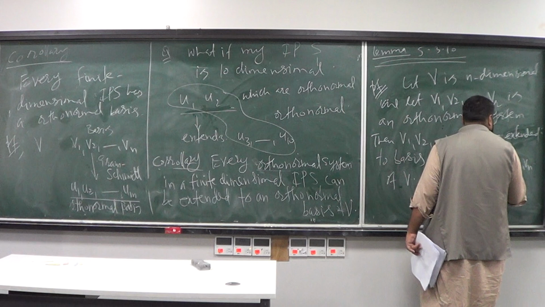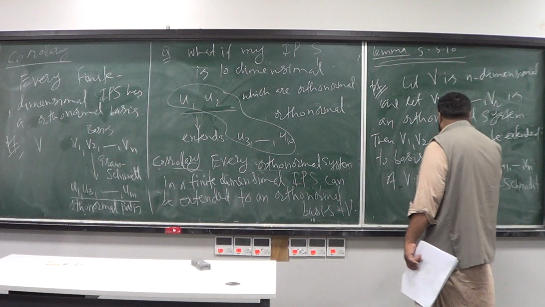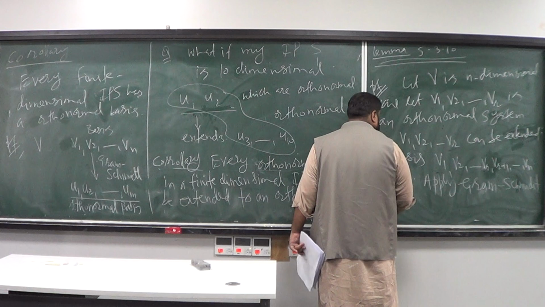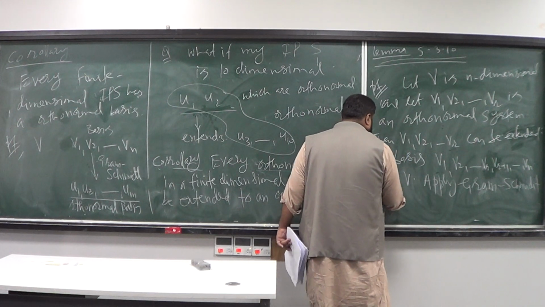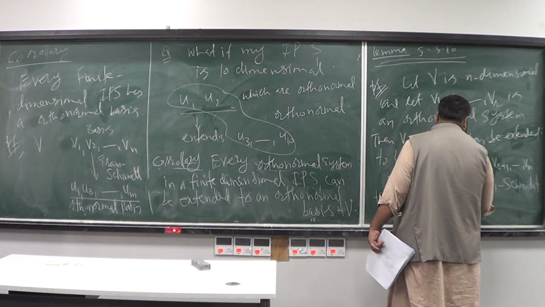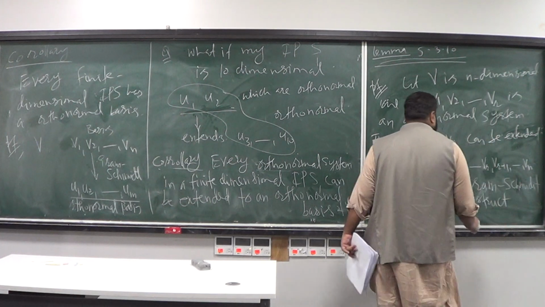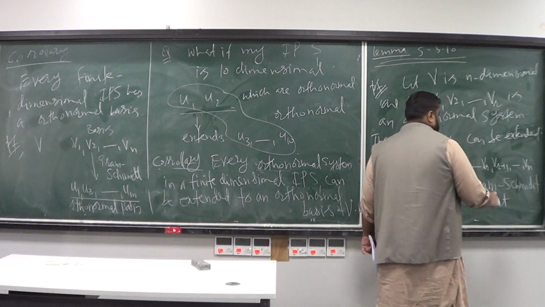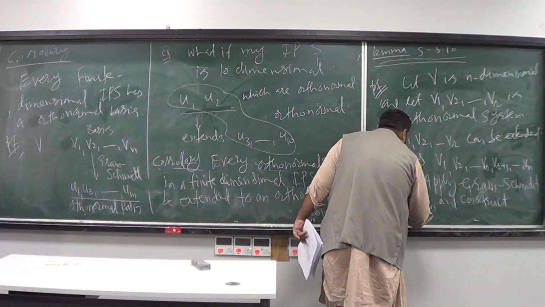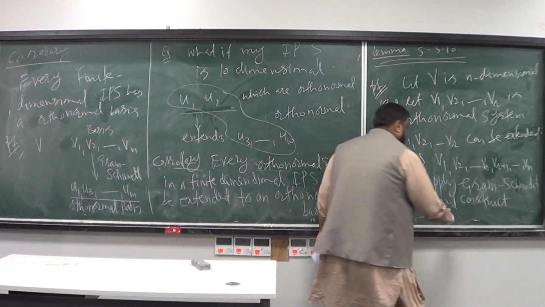What do you call Gram-Schmidt? Okay, and create an orthonormal system to V1, V2, Vn, and construct an orthonormal basis, say U1, U2 up to Un, for V.